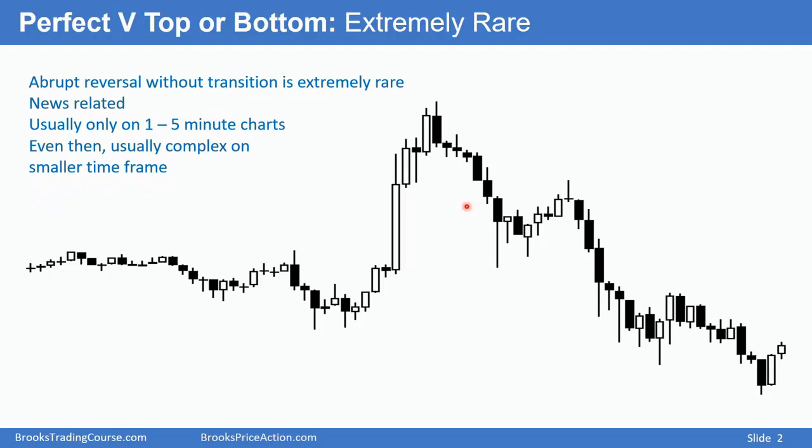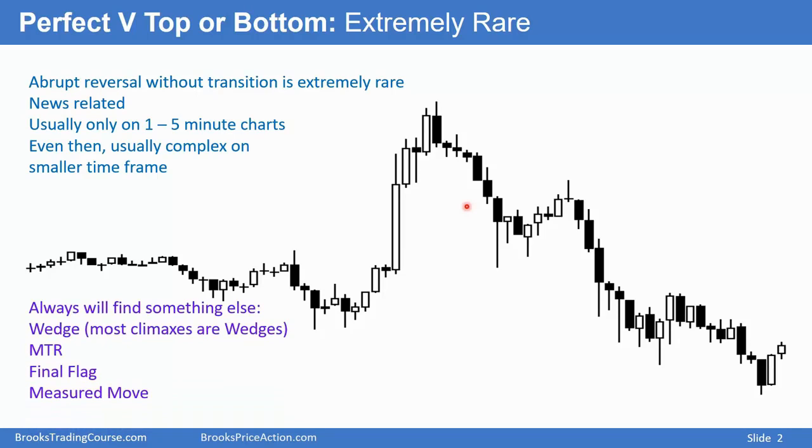And even when they occur, there's usually a more complex pattern on a smaller time frame chart, like a wedge or a parabolic wedge. I always find something else. Whenever I see something that someone might call a V-top, here they would call it a V-top. Some traders use the phrase inverted V because it's an upside down V. I always know there's something else and I always look for something else.